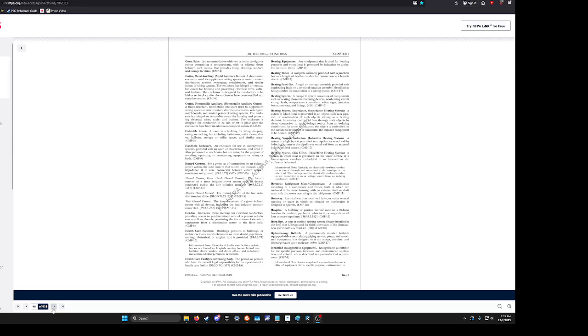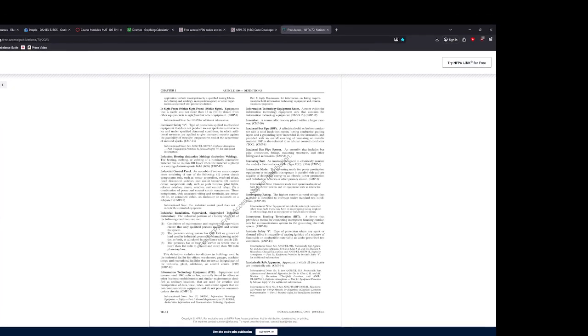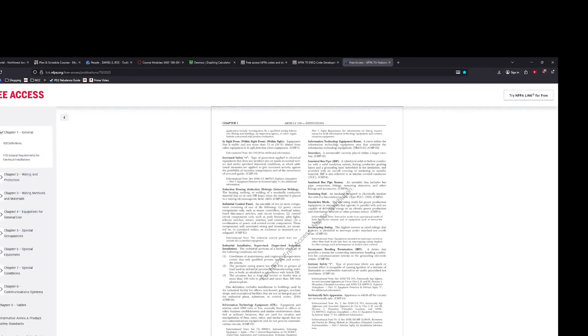Into the next page, there is, up here. Is it up there? Yeah, it is up there. In sight from, or within sight from: equipment that is visible and not more than 50 feet distant from other equipment is in sight from that other equipment. So, for example, if you're looking at something and you can see another thing within 50 feet of the first thing that you're looking at, that other piece of equipment is considered within sight from.